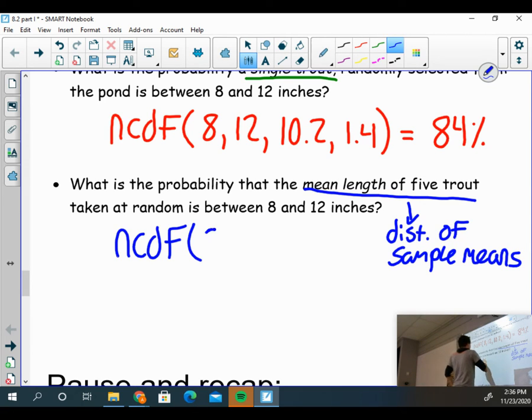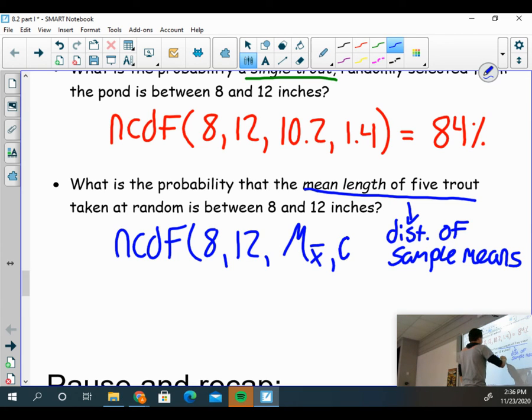Well, my left boundary is 8, my right boundary is 12. Now, I don't need the population mean. I need the mean of the sample means and the standard deviation of the sample means. This is because I'm looking at the distribution of sample means, not the population mean.